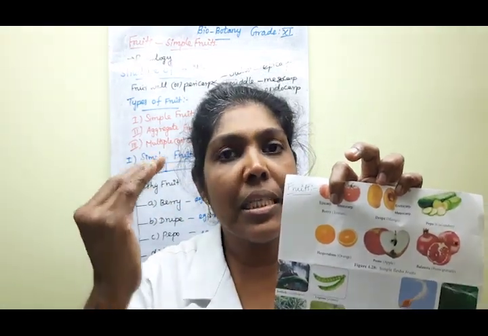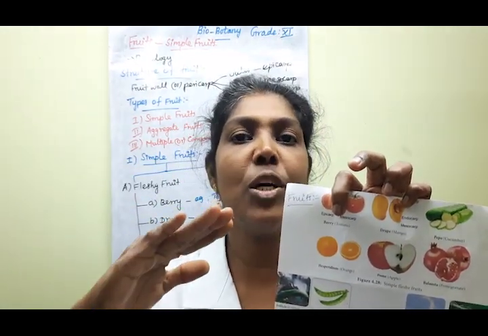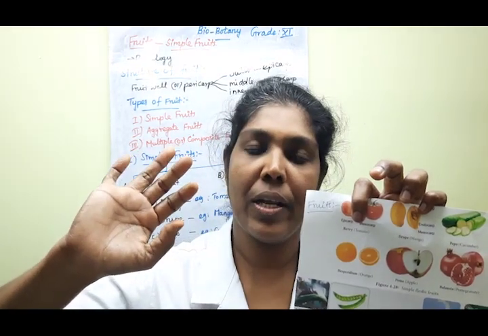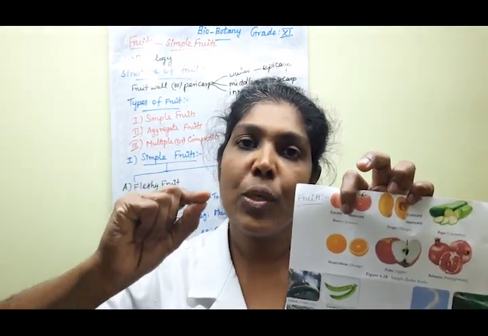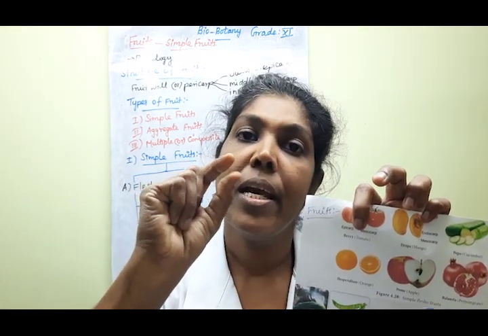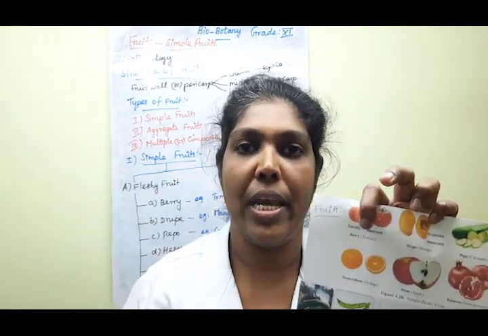Then inside, the mesocarp has some tissue-like structures. Am I correct? So the partition-like structure is there, no? Clear, children? Then the endocarp has a fleshy, juicy structure.